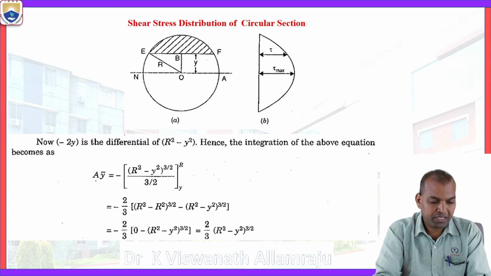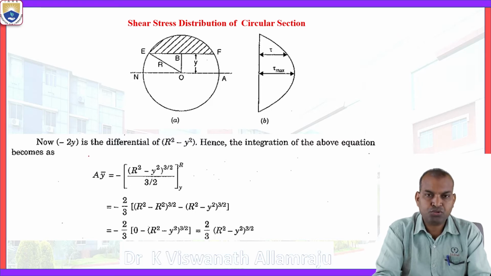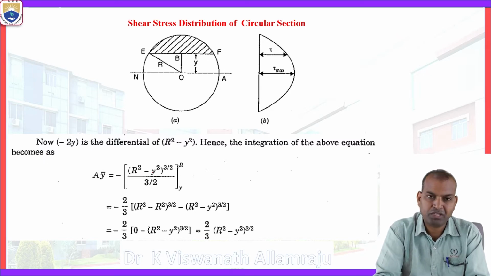Now, further simplification. Minus 2y is the differential of R square minus Y square. Why is it R square minus Y square? This is minus 2y. Hence the integration of the above equation becomes minus of (R square minus Y square) whole power 3 by 2, divided by 3 by 2.